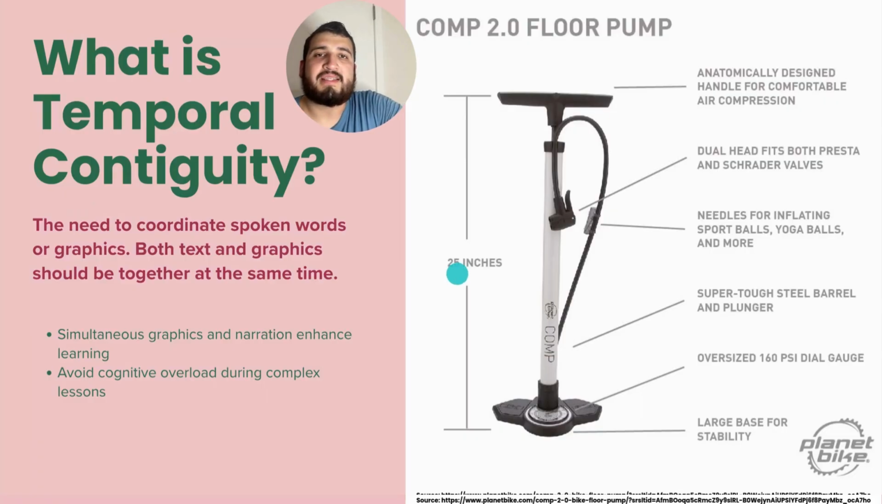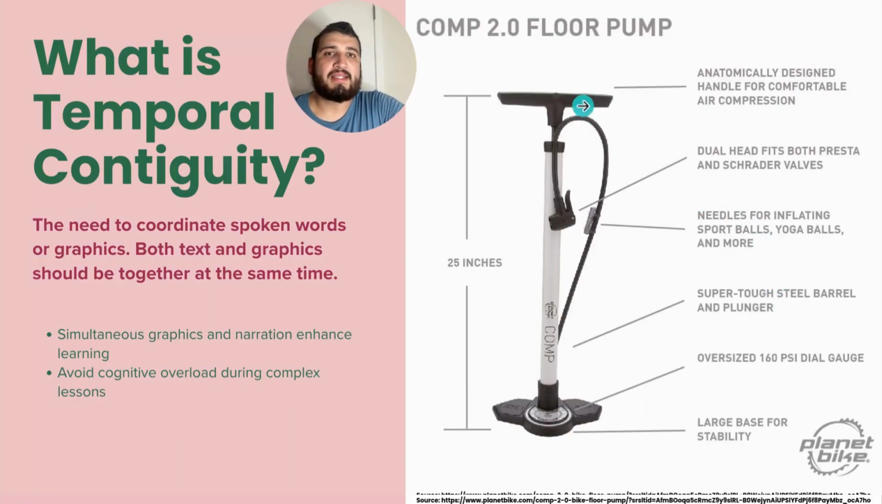So, for example, we have a picture of a floor pump here. As you can see, we have our visual and our text happening at the same time. This is what we mean by temporal contiguity. They both have to be shown to your students or to your audience when it's happening, not vice versa.